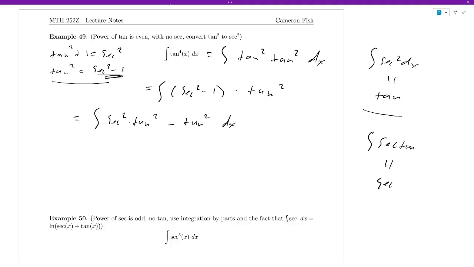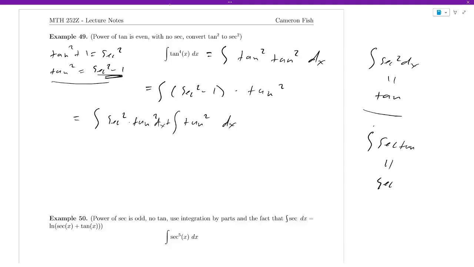Okay, so there's a few things going on here. First of all, we might as well separate this into two integrals and just do them separately. So let's write it like that. So dx and then plus this integral.